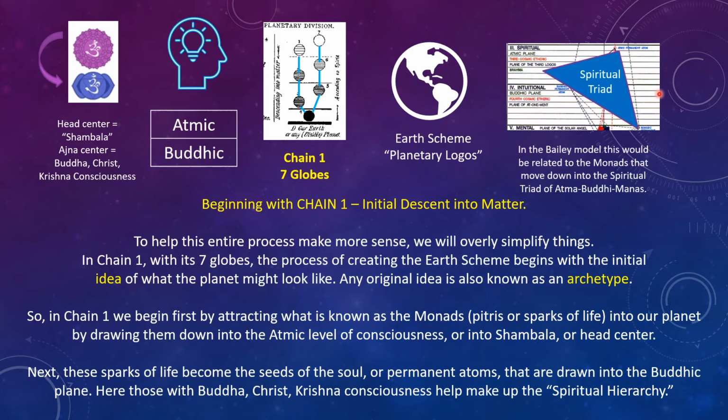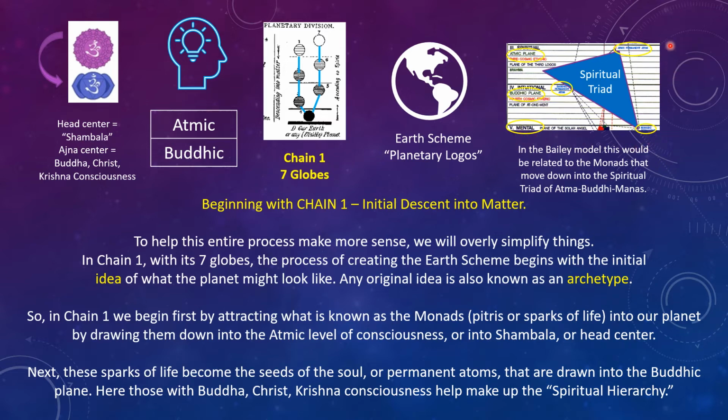Now this is represented in another model than the source model, which we're using those words here, in something presented by Alice Bailey in her book Treatise on Cosmic Fire, that has the monadic plane up here and draws those monads down into what she calls the spiritual triad, or in Christianity, this is known as the Trinity. And here we have the atmic plane with the atmic permanent atom, the Buddhic plane with the Buddhic permanent atom, and the beginning of the monastic plane with the monastic permanent atom.